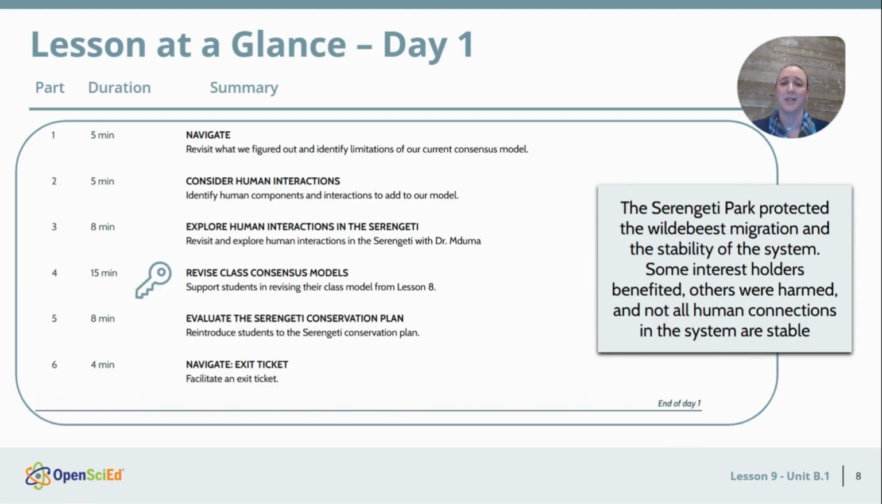We figure out that the Serengeti National Park was established to protect the wildebeest migration and the stability of the system. But in this process, some humans were harmed, some were benefited, and not all human connections in the system are stable. We begin to wonder if the conservation plan on the Serengeti will survive forever, or if a disturbance of human involvement will cause issues in the future. This leads us to our next making sense loop when we learn about a road proposal, a human-made disturbance in the Serengeti.